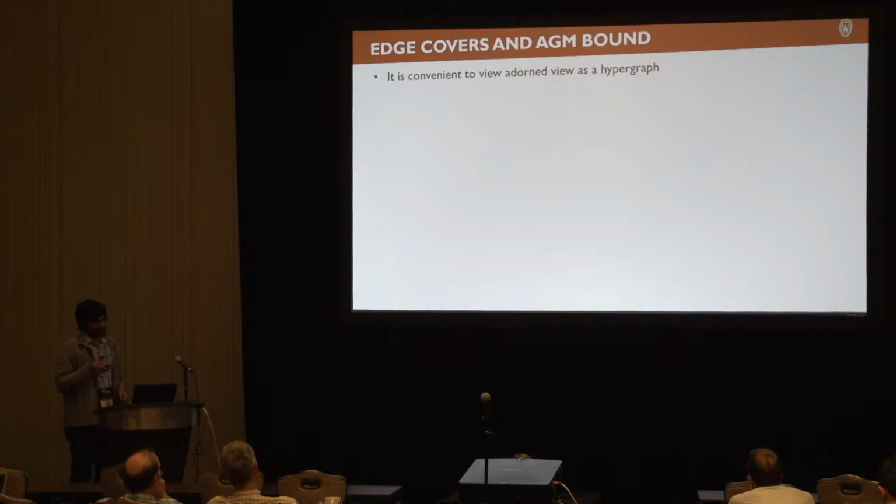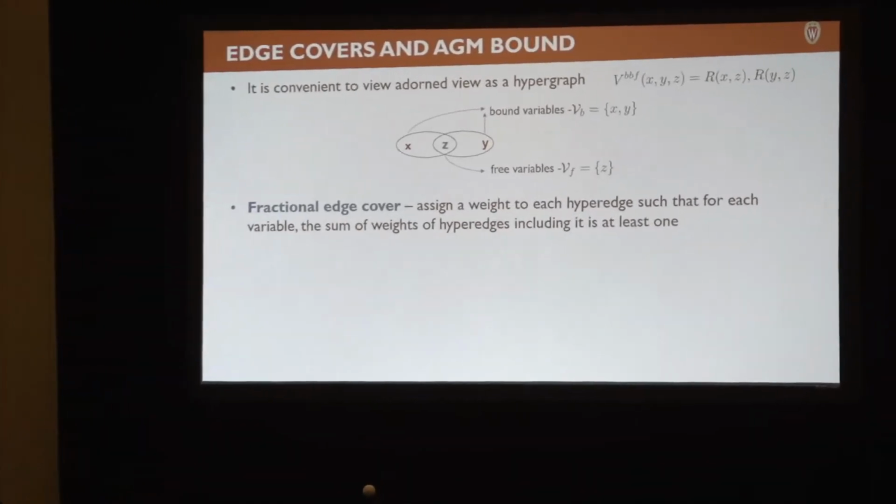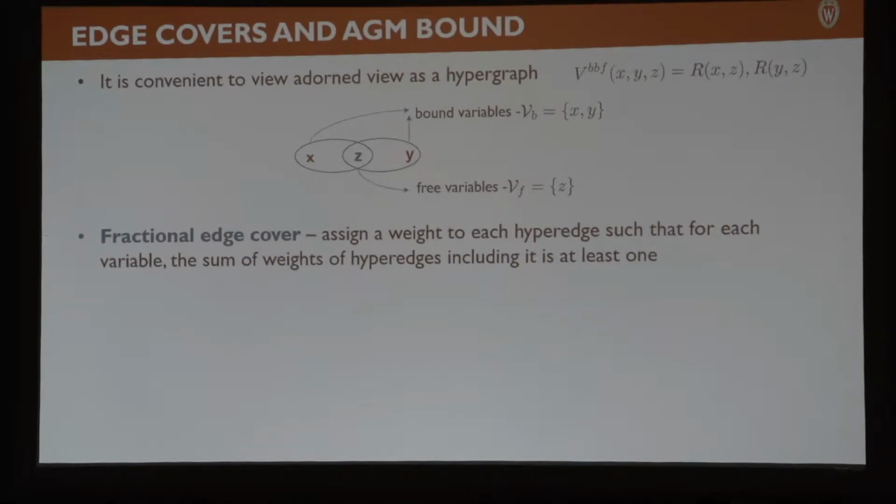So let's set up some technical machinery that we will require. It will be convenient if we view our adorned view as a hypergraph. Let's look at an even simpler example. Here I have my two-path query where X and Y are the bound variables and Z is the free variable. This is what the hypergraph would look like. X and Y are my bound variables, Z is my free variable. The first notion that we require is that of the fractional edge cover. A fractional edge cover is a weight assignment to all of the hyperedges such that for every variable, the sum of the weights of the hyperedges that include it is at least 1.